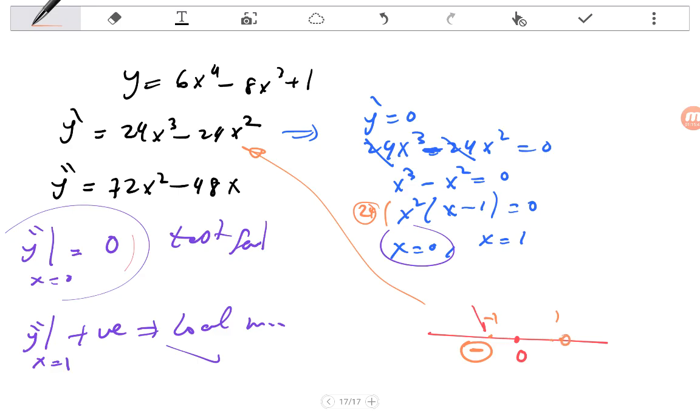I mustn't choose 1. Why? Because 1 is one of the critical points. I need to check another point, which is half, for example. So half will be positive times negative, so it will be negative again. So what about 0? The function is decreasing, then decreasing again. Is it a local maximum or minimum? No, it is neither a local maximum nor a local minimum. Okay, enough for today.